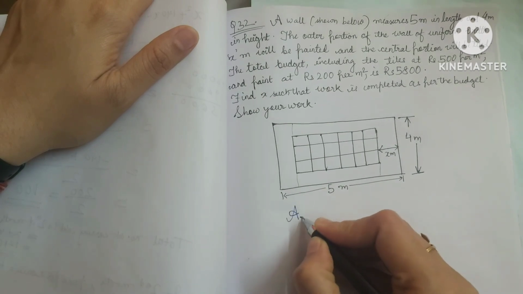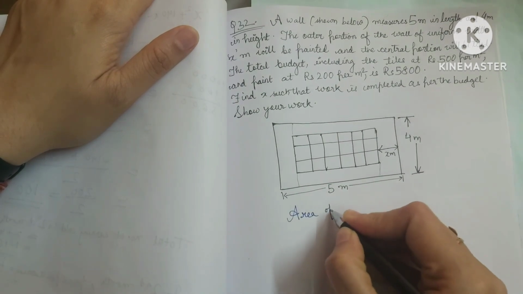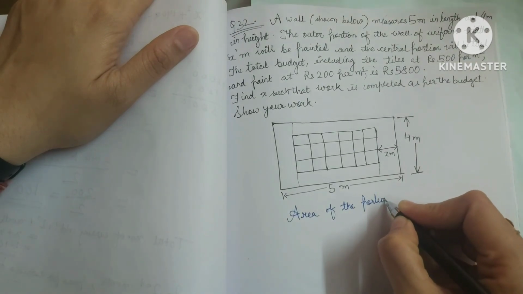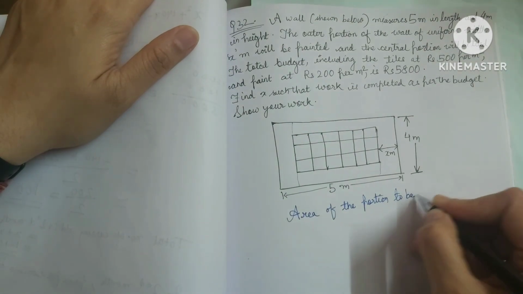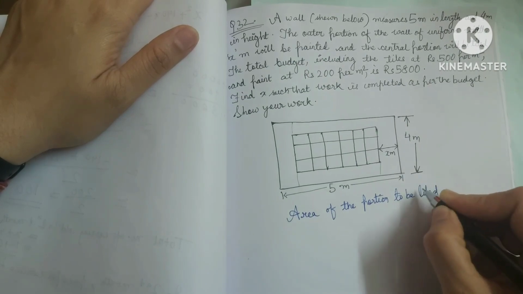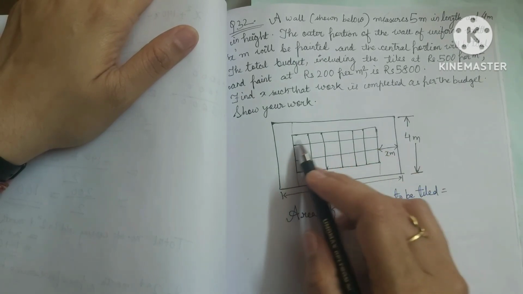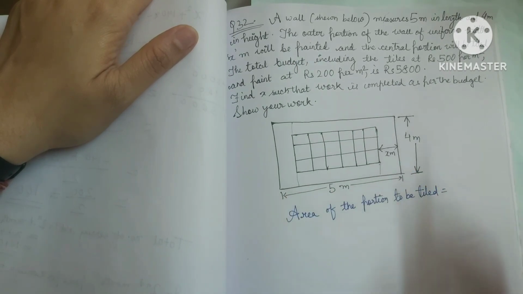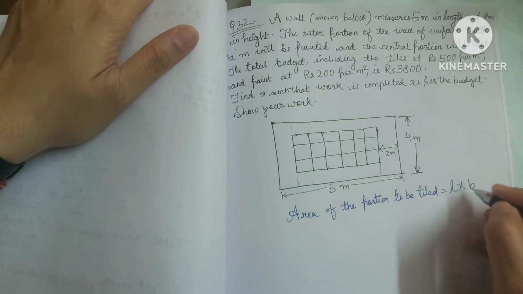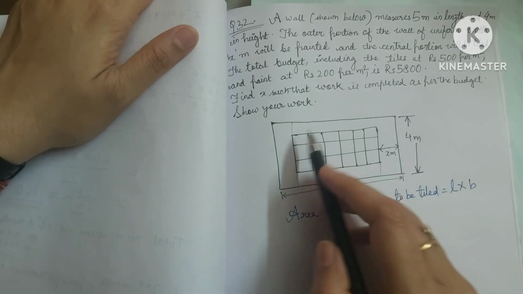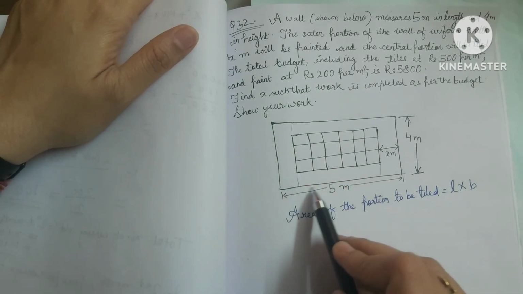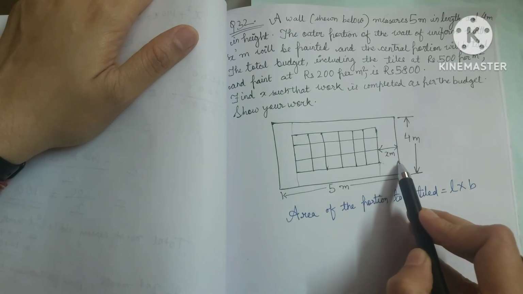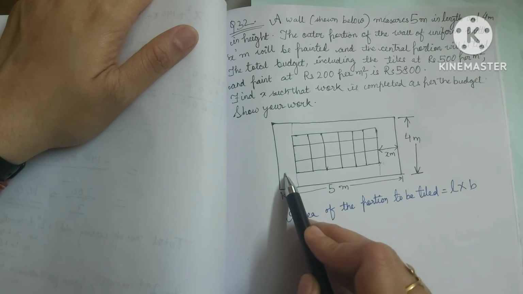Let's calculate the area of the portion to be tiled, right? That is what the question is saying. Now, for this rectangular portion, length into breadth will give us the area. Now, what is the L here? L will be, this entire portion is 5 meter. If I subtract x from here and x from here, I'll get the length.